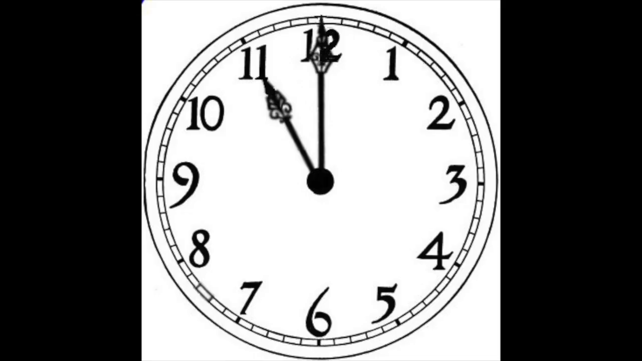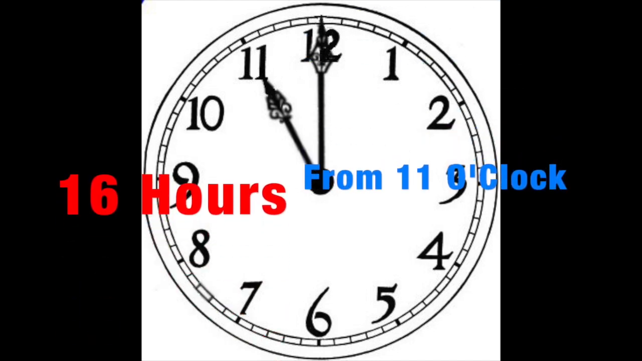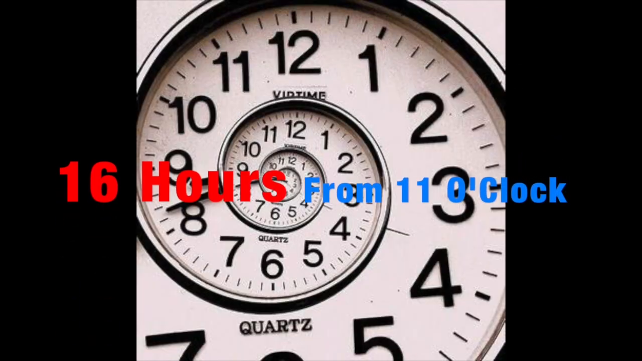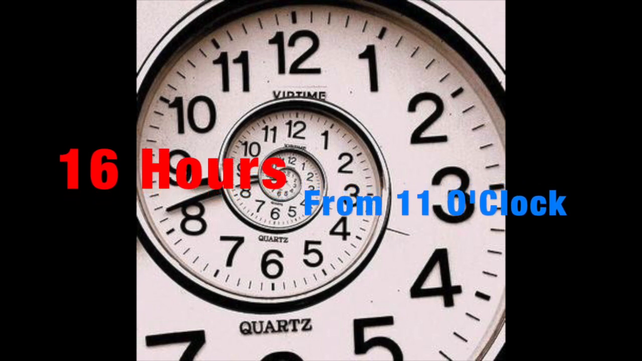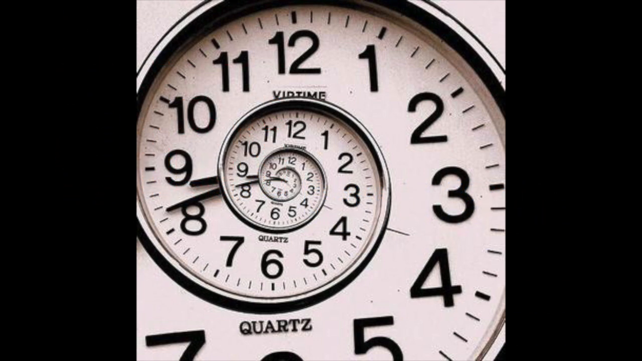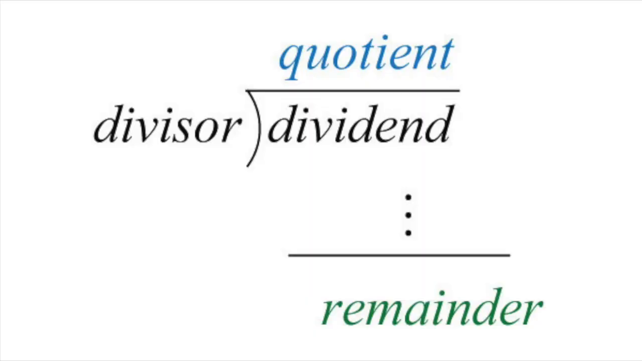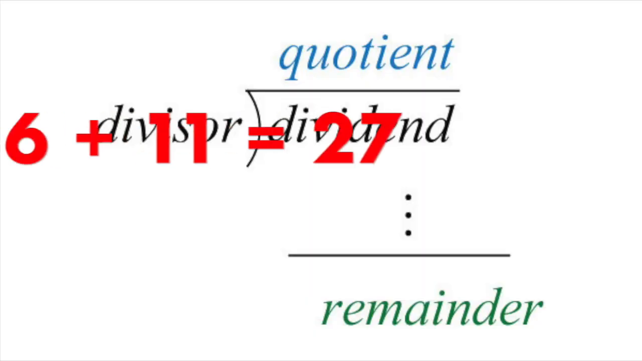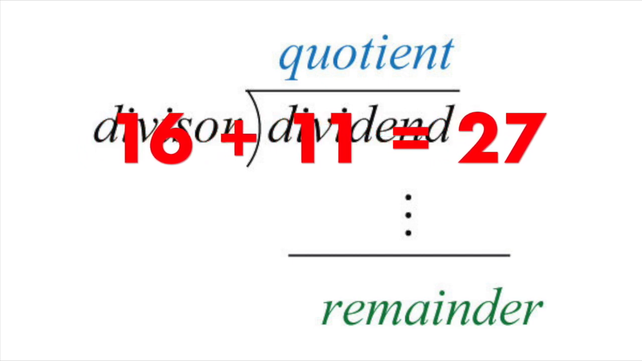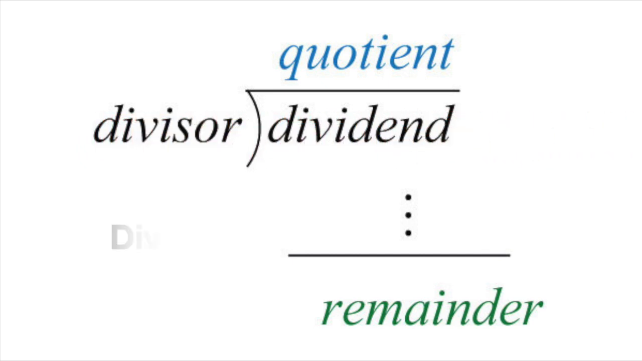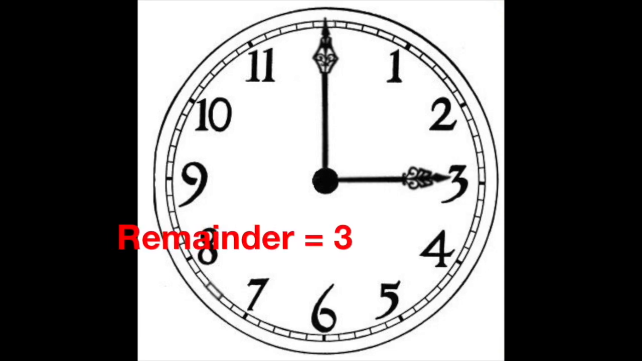Let's say it's 11 o'clock and you want to find out what time it will be 16 hours from then. If you're like me, you would have to start at 11 and count 16 hours all the way around the clock. Or you can use modular arithmetic and some long division. First, add the 16 hours plus 11 o'clock to get 27. The divisor is 12 because that's our mod. Our dividend is 27, and the remainder is 3. Again, modular arithmetic only really focuses on the remainder. So it would be 3 o'clock, 16 hours from 11 o'clock.